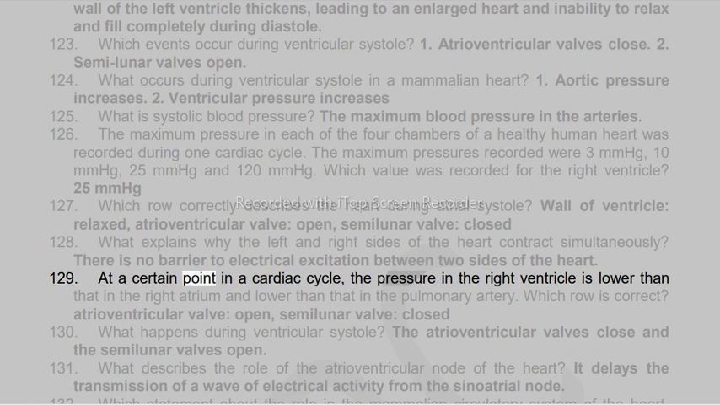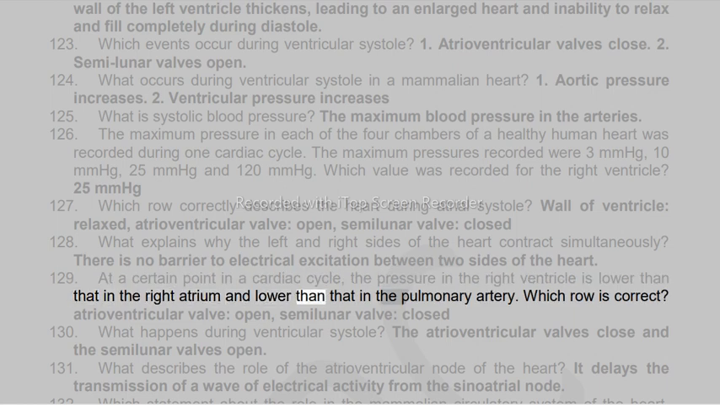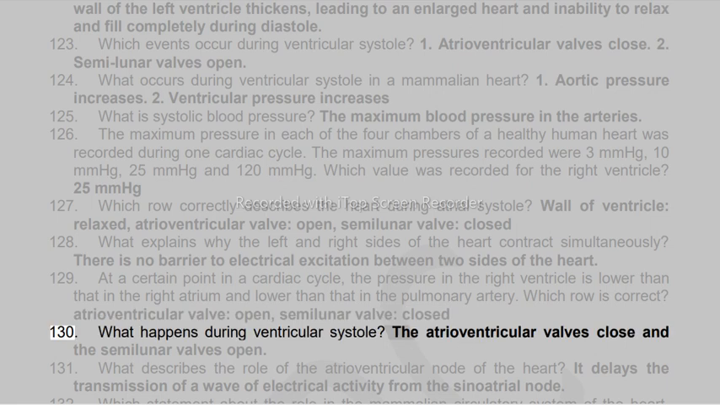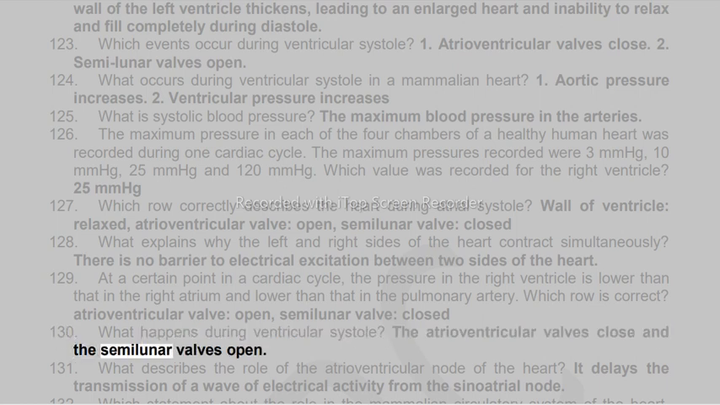129. At a certain point in a cardiac cycle, the pressure in the right ventricle is lower than that in the right atrium and lower than that in the pulmonary artery. Which row is correct? Atrioventricular valve: open; semilunar valve: closed. 130. What happens during ventricular systole? The atrioventricular valves close and the semilunar valves open.